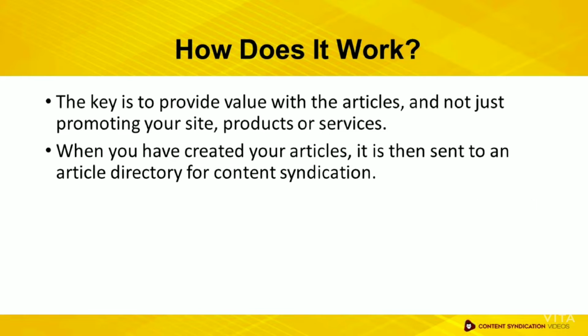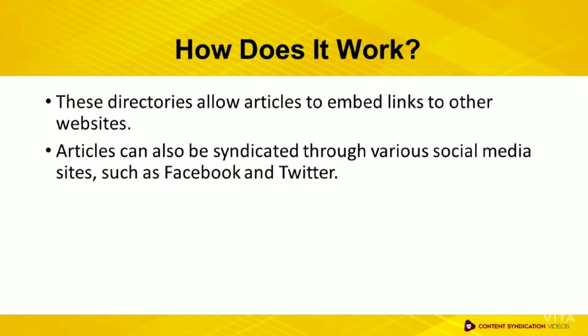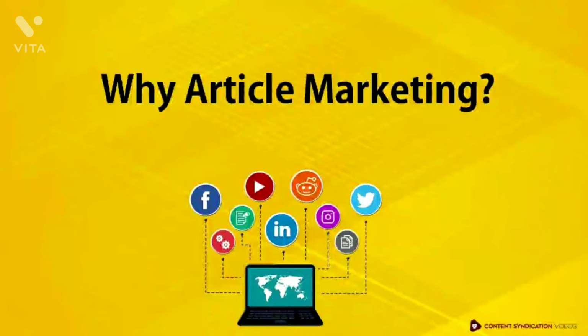How does article marketing work? The key element is to provide valuable content to your readers and not just merely promoting your site, products, or services. When you've created your articles, they're then sent to various platforms, such as article directories for article syndication. These directories allow articles to embed links to other websites. Articles can also be syndicated through various social media sites such as Facebook and Twitter.